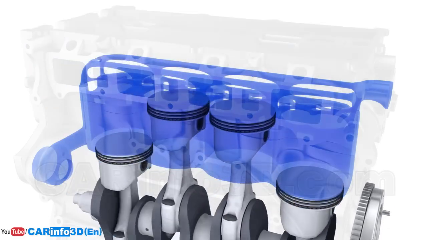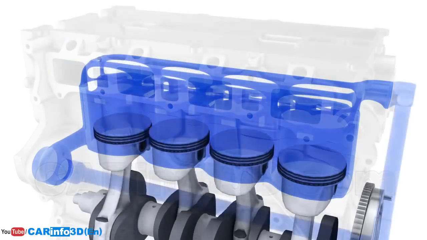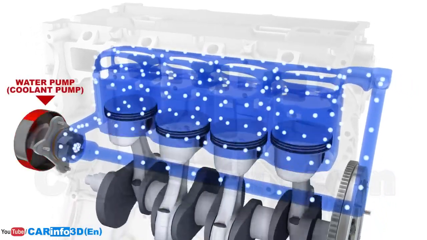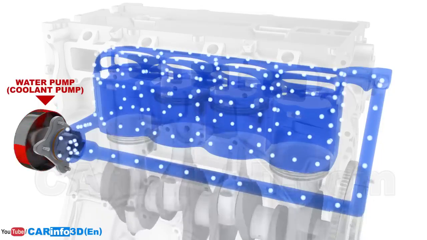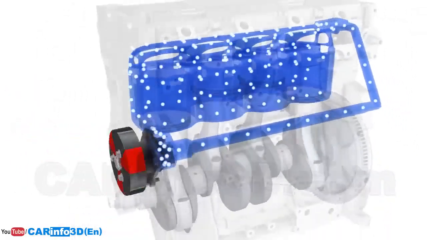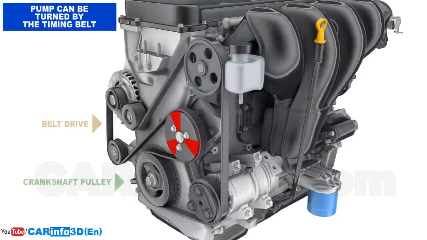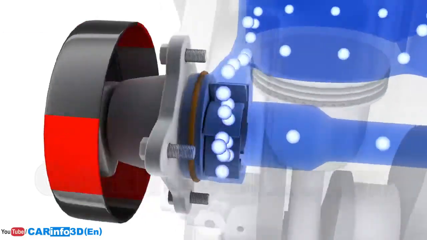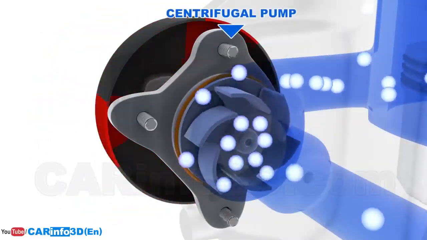The coolant doesn't stay in the same place. Instead, a water pump keeps it circulating in a closed loop. In turn, the pump is normally rotated by a belt drive that is powered by the crankshaft. This type of pump is known as a centrifugal pump.